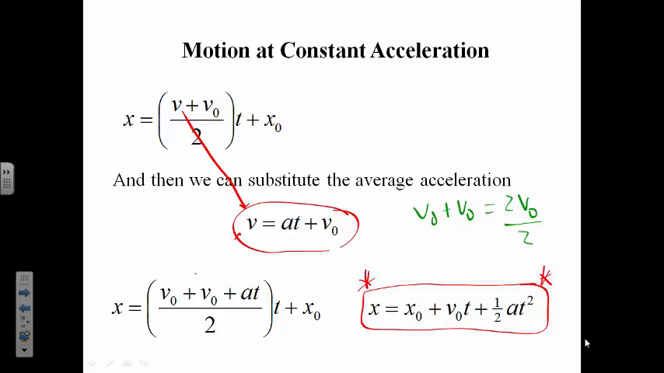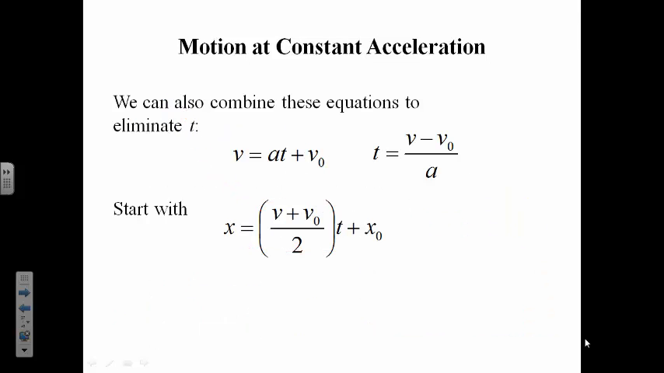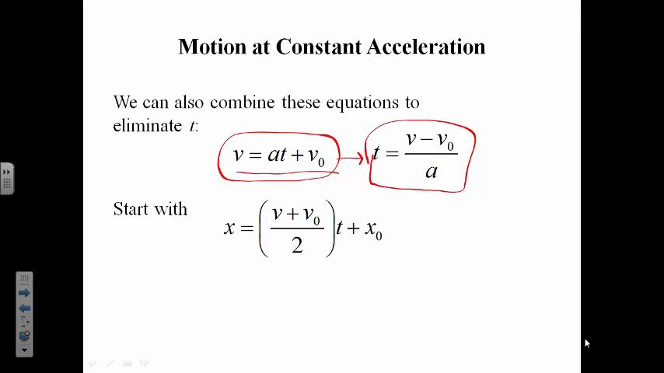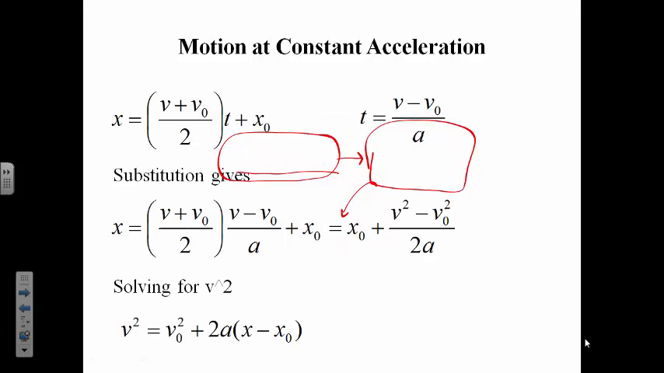So let's come up with another equation. The next equation we want is one that does not have any time in it but tells us what our position is if we know some velocities and accelerations. So we have this equation from before, and we're going to solve it for t. Then our goal is to take this equation here and put it in for the t there.